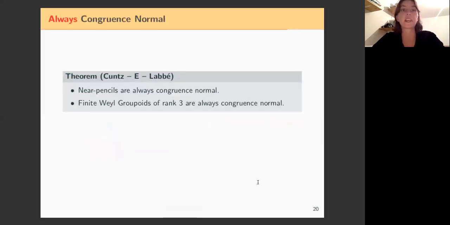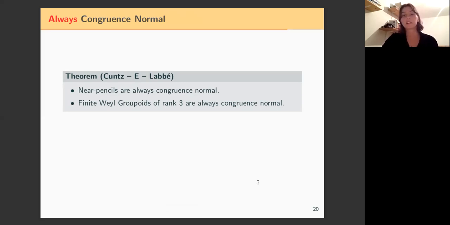So let's look at the case of always congruence normal. This means that it doesn't matter which choice of base region you have, the poset will always be congruence normal. So near pencils are always congruence normal because all of the lines intersect in one point. So any path in the shard digraph has at most length 1, so you can't get a cycle.